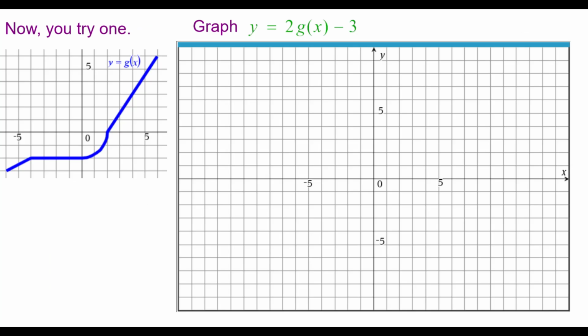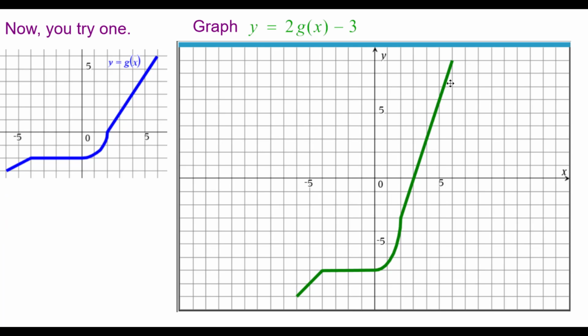Now you try one. Graph y equals 2 times g of x minus 3, given the graph of g of x in blue here. Pause to do this and resume when you're finished to check your answer. And here's the answer here in green.